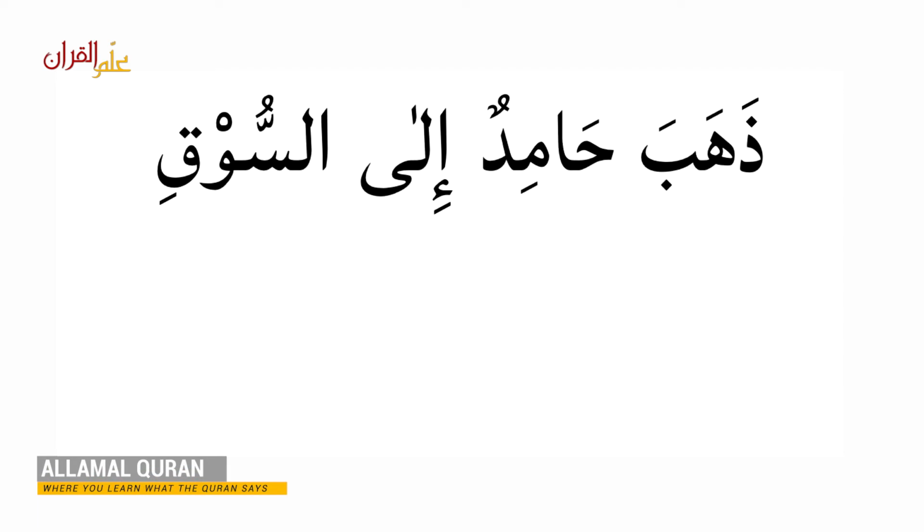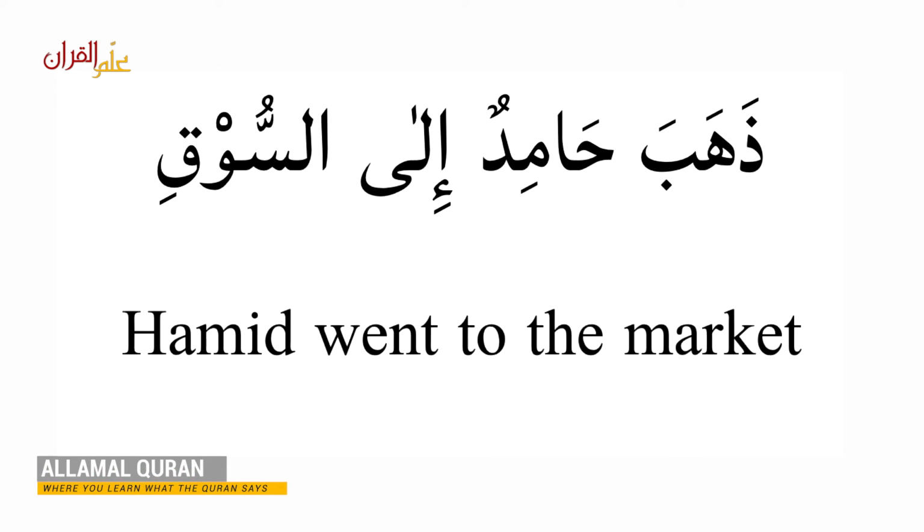ذهب حامد إلى السوق. Hamid went to the market. ذهب حامد. Hamid went. So Hamid is the fa'il because it is getting dhamma. So dhamma indicates that Hamid is the fa'il. Hamid is doing the action. It is not because of the sequence. It is not because it is coming after ذهب. It is because of the dhamma. Whenever we see a fi'l and after it a noun with dhamma, that indicates that it is the fa'il doing the action.